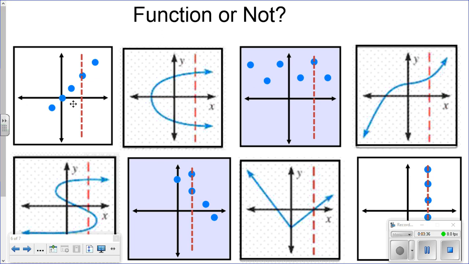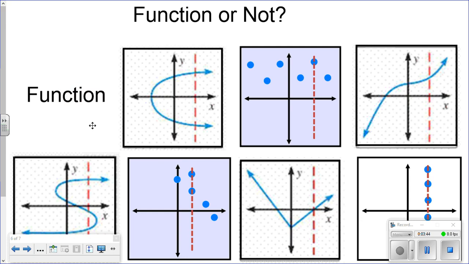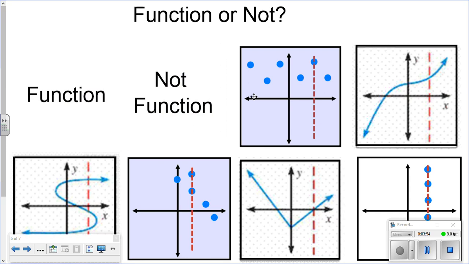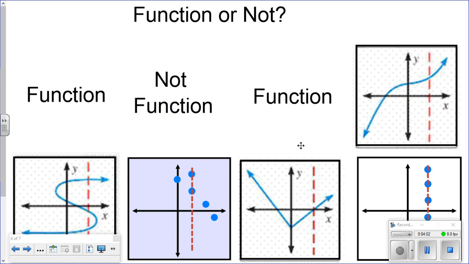So let's look at a few of these. This first one. My graph is the blue dots. The vertical line test. Yes, this is a function. Here's the graph, the blue line, and the dotted line is my vertical line test. This is not a function. Here are different points on the graph. My vertical line test says it is a function.